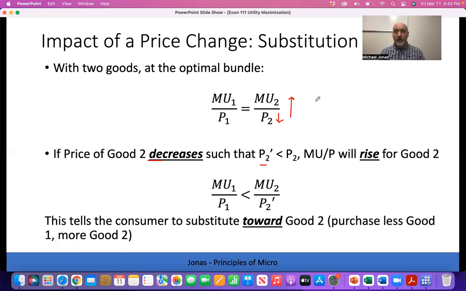Marginal utility per dollar for good 2 is greater than that for good 1. And we know how to react to that. We reallocate our transactions toward good 2: buy less of good 1, more of good 2, and that's the substitution effect, irrespective of the budget shift at this point, right? Just looking at this optimization.